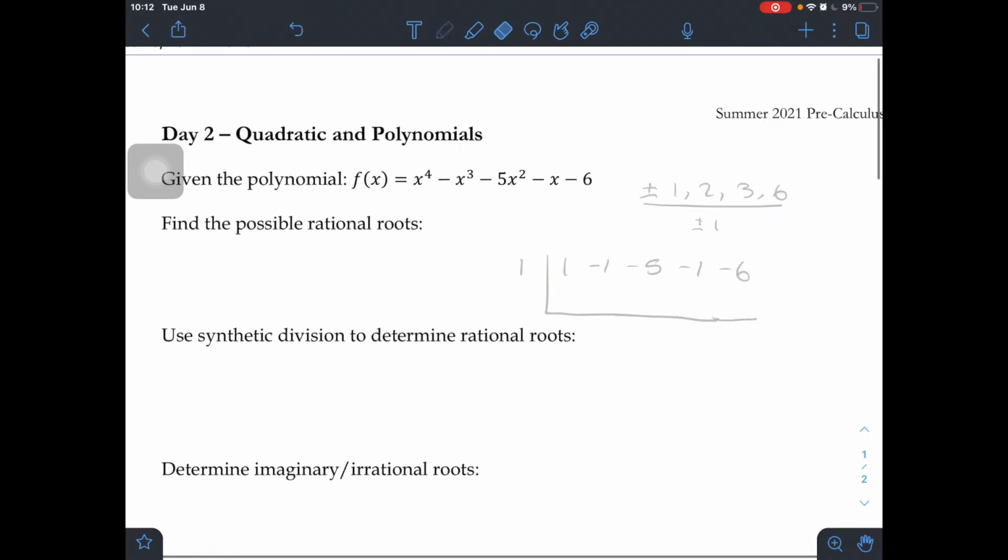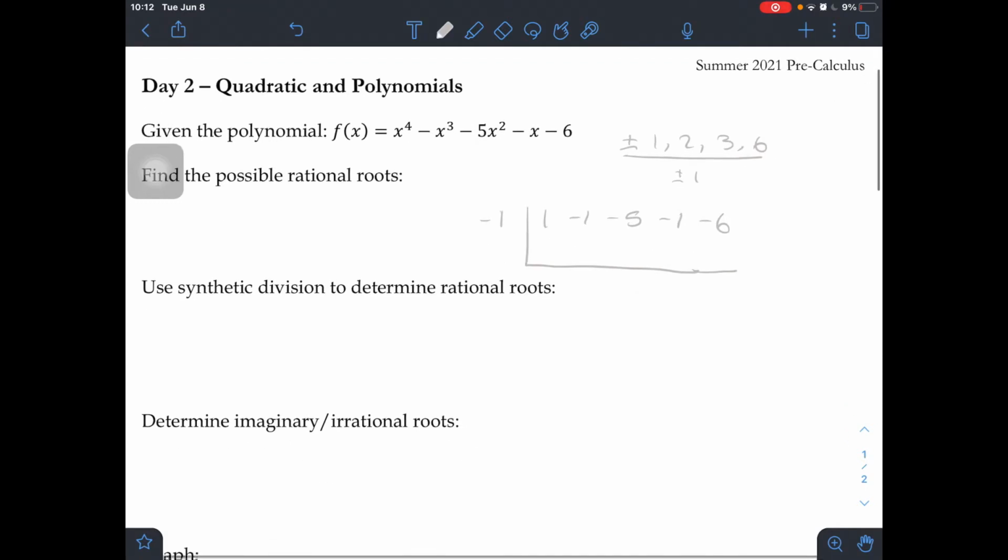Now let's try x plus 1, which would end up having us put negative 1 over here. So let's do 1.